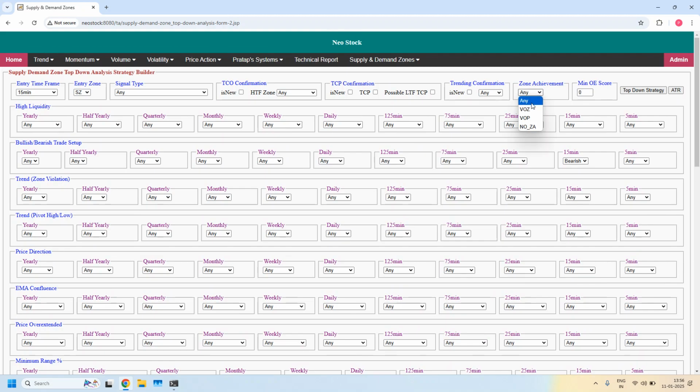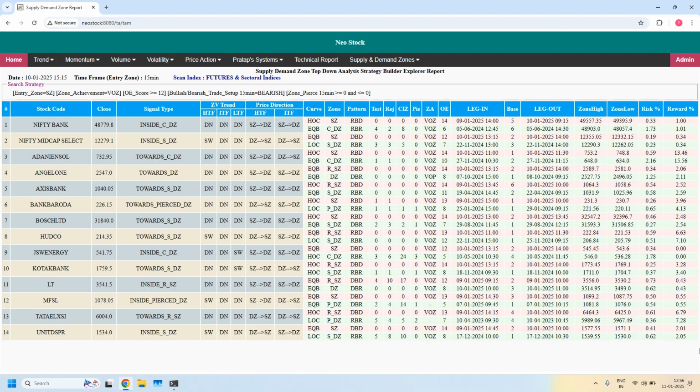Next one is violated opposing zone. Third filter is a minimum odd enhancer score should be 12. All 3 filters are applied to 15 minute supply zone. Now let's filter. We got 14 stocks. Currently these 14 stocks are supporting bearish trade setup for daily income trade. And entry time frame zones are 15 minutes supply zones. So in all these 14 stocks, these 15 minute supply zones are entry zones.